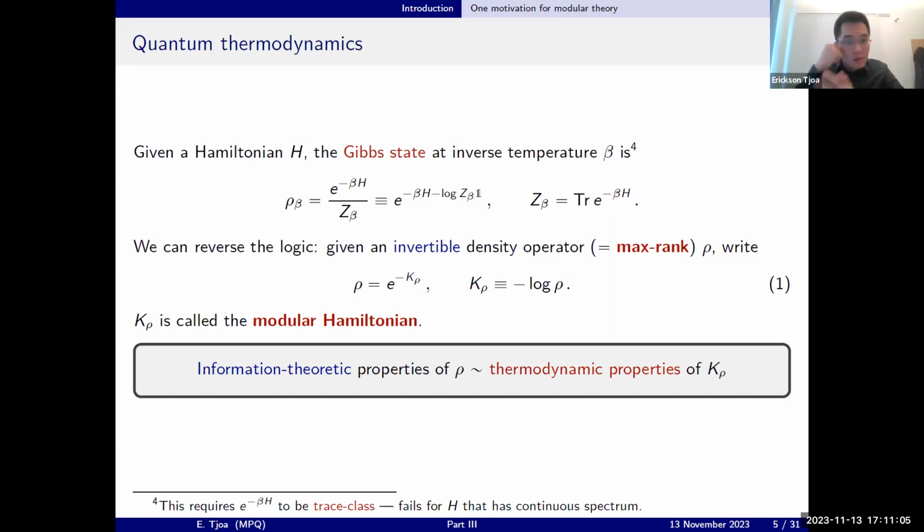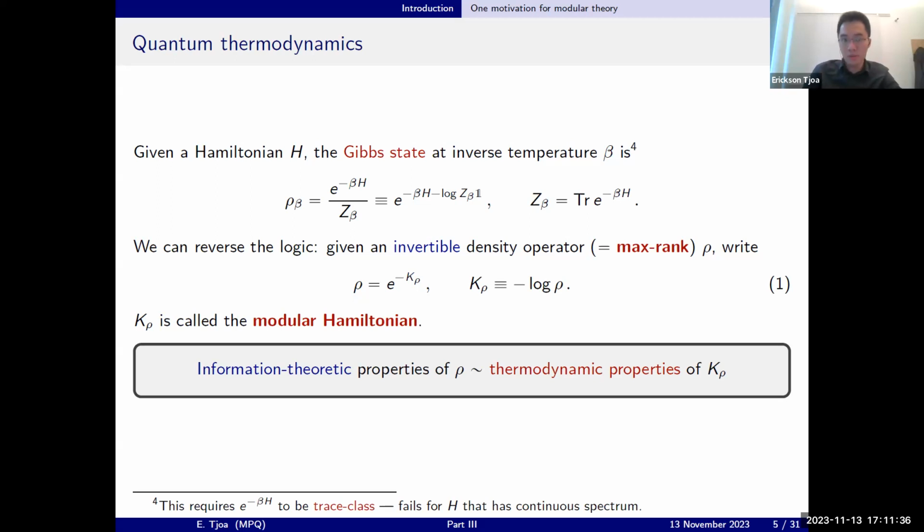But then what you realize is that you can reverse the logic. Okay, so if you take a max rank density operator, I mean a density operator that is completely spanned, so there's no 0 diagonals, for example, then because it is max rank, you can always write it as exponentials of minus k, where k is some operator. And this operator, because it has no 0 eigenvalue, you can always write as just a simple minus log of rho. Okay, and we will call this the modular Hamiltonian, as a spoiler.